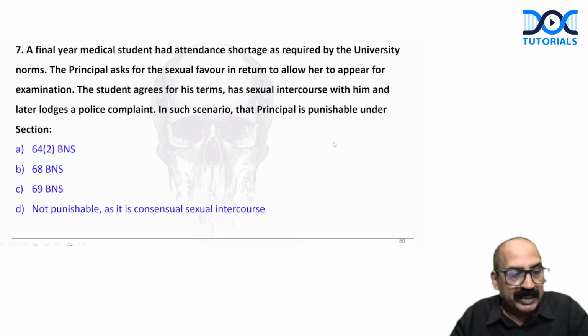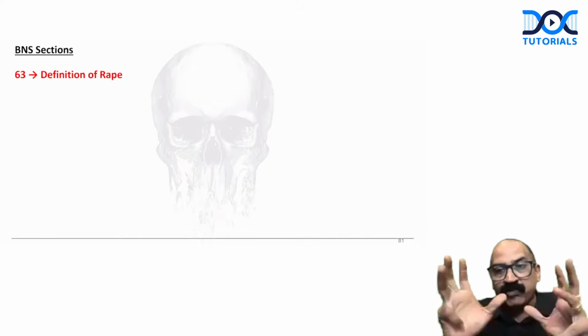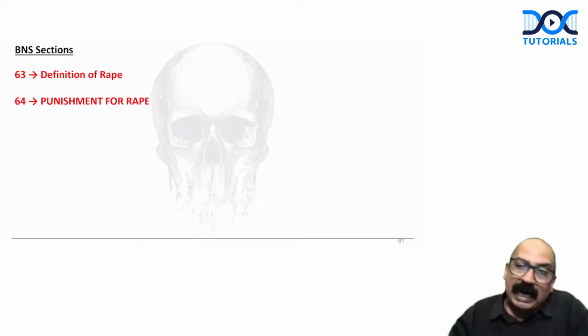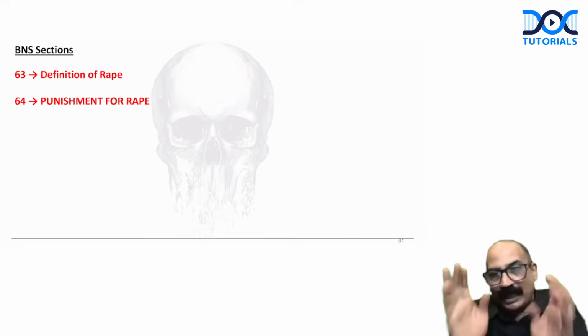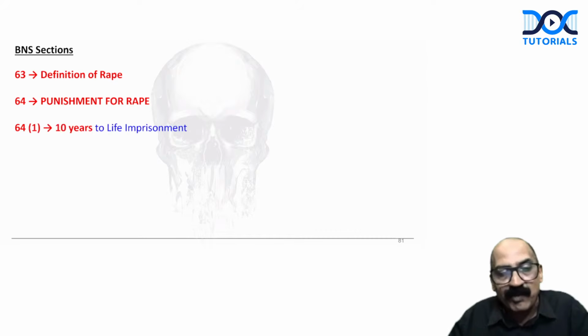Under which section the principal is punishable. Now, Section 63 of Bharatiya Nyaya Samhita defines what is rape. Section 64 gives punishment for rape. Under 64(1), punishment for rape is minimum 10 years, which may extend to life imprisonment.